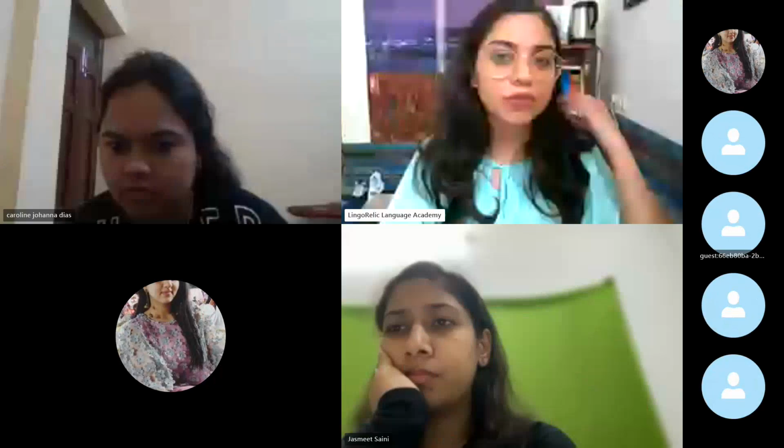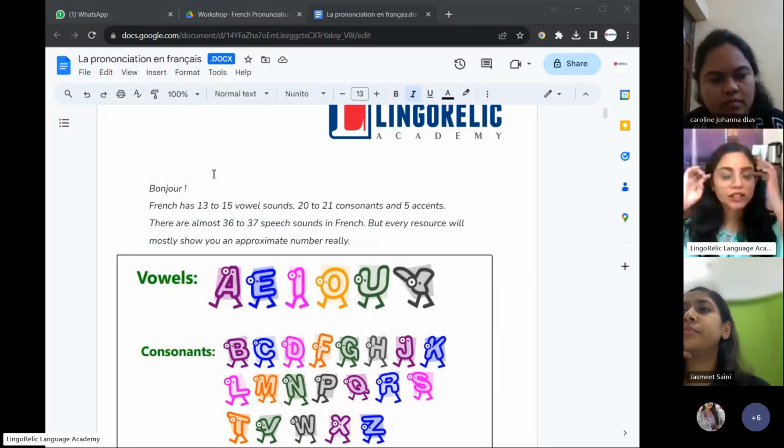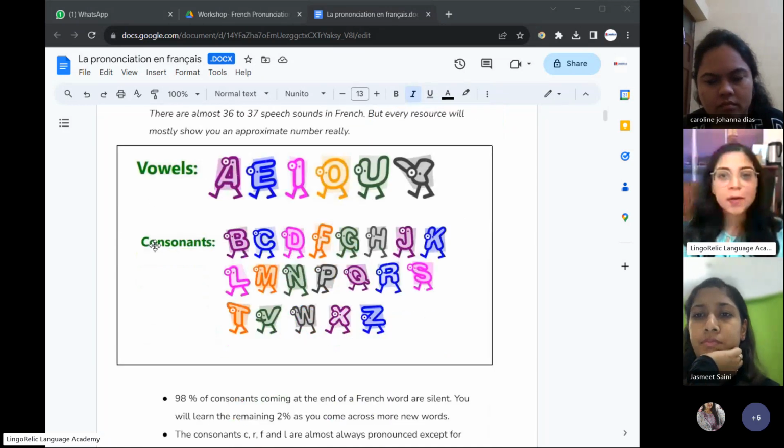There are vowel sounds in French, 20 to 21 consonants, and five accents. But each time you research this on the internet, you might find different numbers from different resources. This is not really very important information. It's just some general knowledge. What you need to understand is that you have vowels and you have consonants.